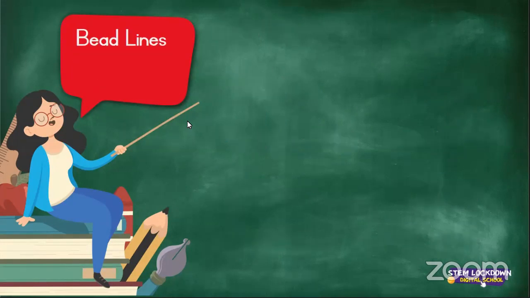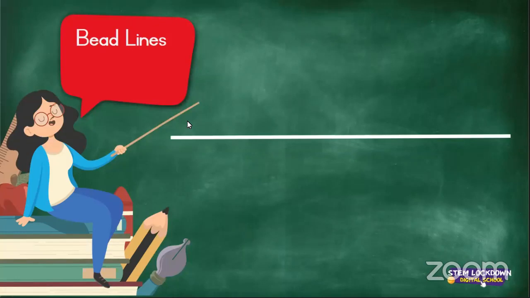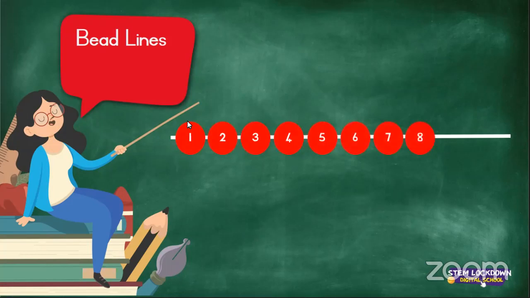All right, so now let's go and have a look at bead lines. And now some of you are saying, but Ro, what are bead lines? So let's have a look. We're going to pretend that this white line is a string. And these round circles with numbers that are popping up on the screen are beads. Have you seen this before? Have you seen these bead lines before?